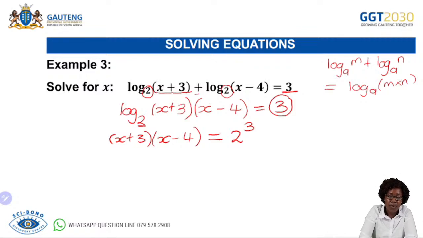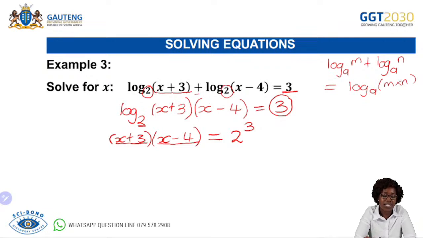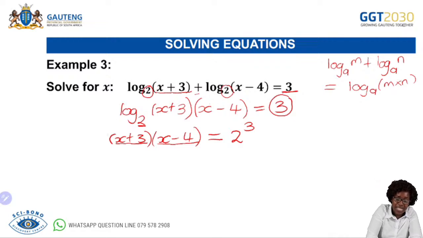Why? Remember, when we were solving equations, we have got 2 brackets here, and these 2 brackets will end up giving us a quadratic equation. So we need to make sure that our quadratic equation ends up in standard form. And in standard form, we know that on the right-hand side, we're supposed to have a 0. So I am going to expand the left-hand side.